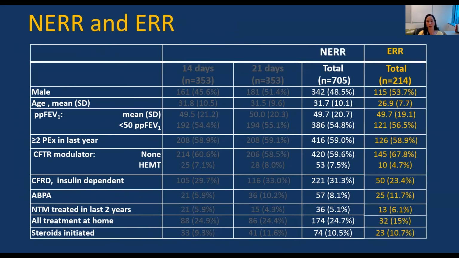I really wanted to show you kind of the total NERR group versus the total ERR group to show that there really isn't much difference in the two populations. In general, the NERR were a little bit older. You had 32 years of age as the average in the NERR compared to 27 years of age in the ERR. Baseline percent predicted FEV1 was almost identical, right at about 50% predicted, and so was number of pulmonary exacerbations in the previous year. There was slightly more CF-related diabetes in the NERR group, and more treatments were occurring exclusively at home in the NERR group, with almost 25% compared to 15% in ERR.